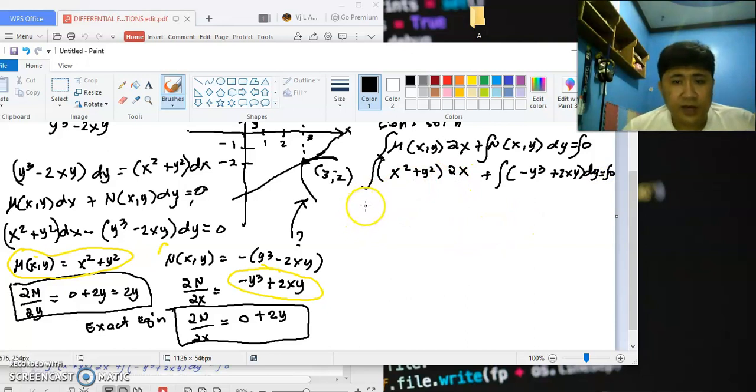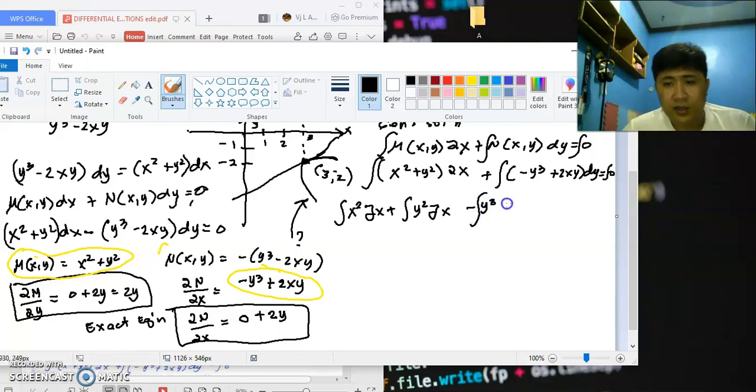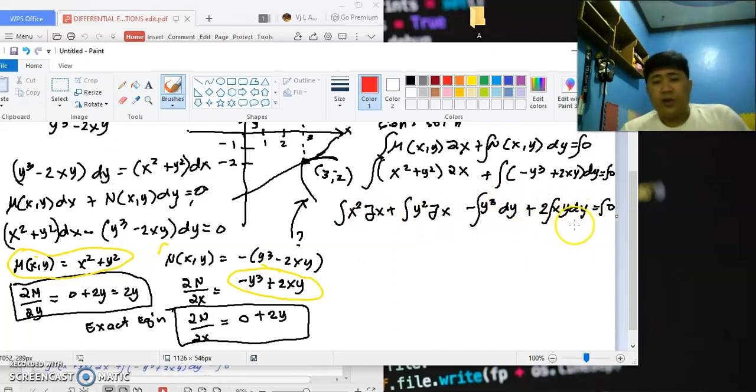From there, we could separate this one. You have the integral of x squared partial of x, that is not d, that is partial again. So x squared partial of x, plus the integral of y squared partial of x, plus the integral of negative y cubed dy, plus the integral of 2xy dy equals the integral of 0. Now, we could integrate this one because this is partial, but if you use a total integral, then you cannot integrate it with terms containing different variables. This is using dy, and we have x here, so this becomes 0.